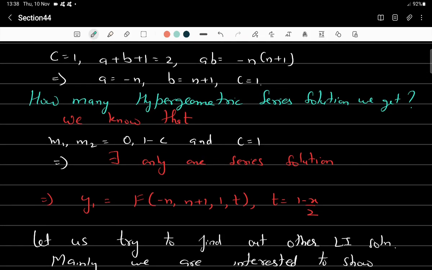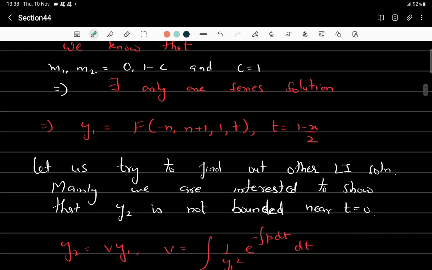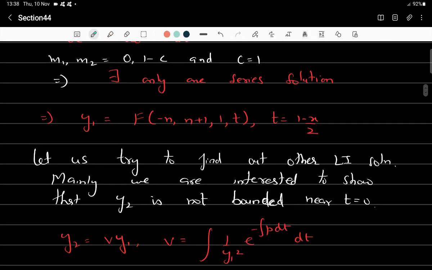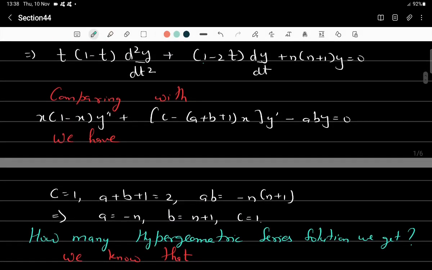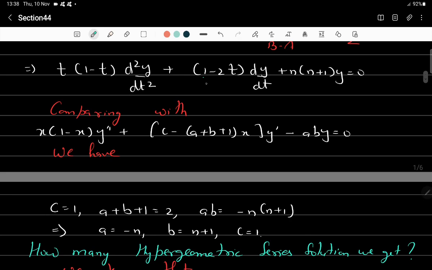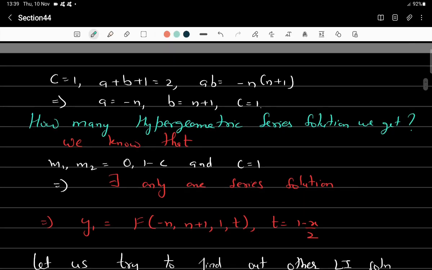Now if I try to find the other linearly independent solution, so again I have to recall that if one linearly independent solution is known, the other would be y2 = v y1, where v = integration of (1/y1²) e^(-∫p dt) dt. Now if you see this equation which we got in t, so your p is (1 - 2t)/(t - t²), and it's an easy observation that if you differentiate t - t², you will get 1 - 2t. Therefore, the integration is quite trivial.